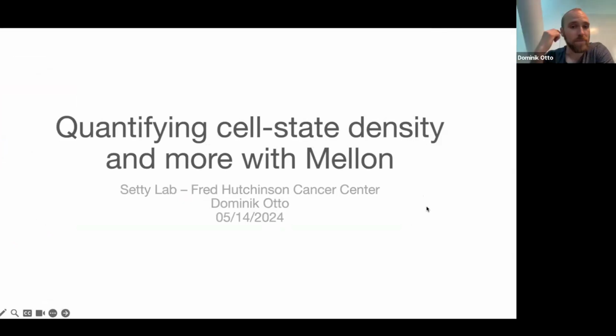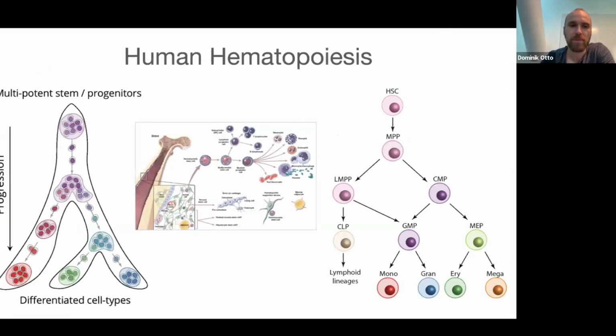Yeah, so I want to talk about Mellon, our cell state density estimation tool. And before I jump in, I just want to state the problem that we are working with here. So in our lab, we often look at hematopoietic stem cells from either mouse or human. And this is a system of differentiating cell states, often viewed in this discrete way here, where we have some stem cells that then undergo different intermediate states or state transitions all the way into some blood cells like erythroids, monocytes, granulocytes, and so on and so forth.